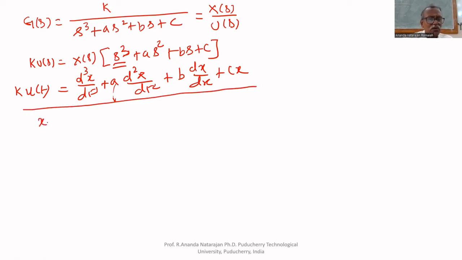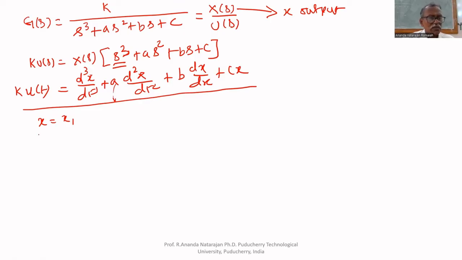Let us assume that x equal to x1. I am giving a new variable name, x1. X equal to x1, x is the output. I am defining another variable, that is state variable x1.